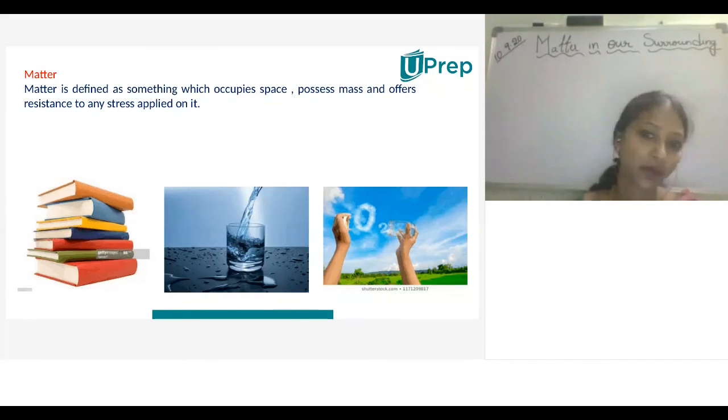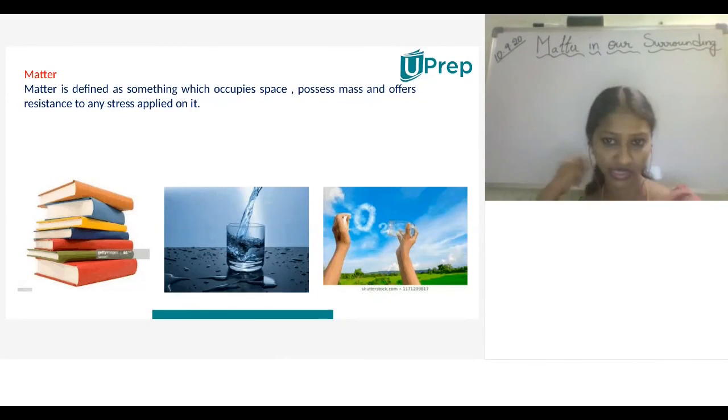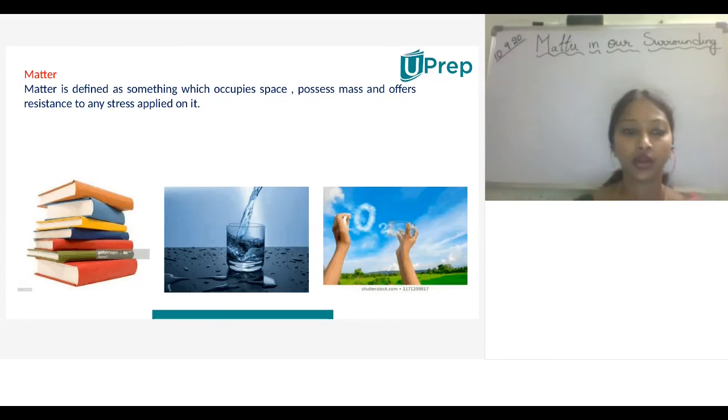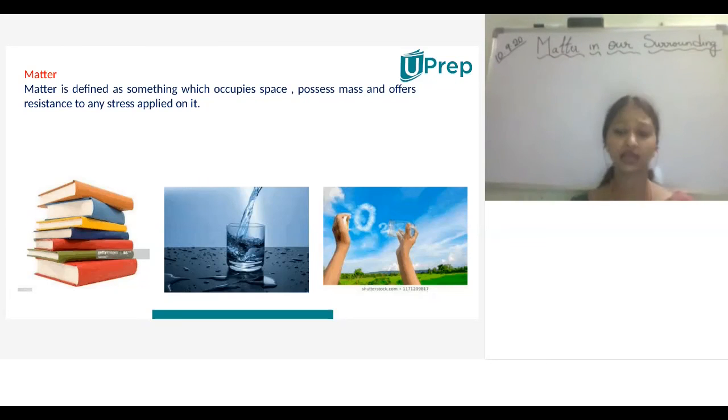Yes. We discussed that matter is defined as something which occupies space, possesses mass, and offers resistance to any stress applied on it. Simply, any substance which occupies space, possesses some mass, and offers resistance to any stress applied on it, we can simply call it matter. Matter can exist in all three states: solids, liquids, and gases.